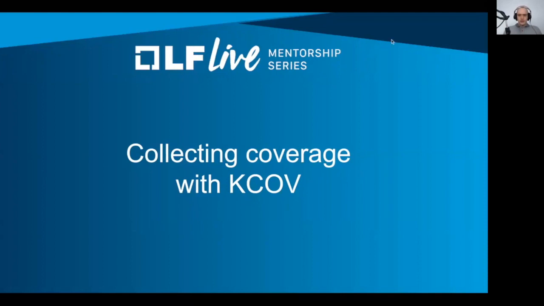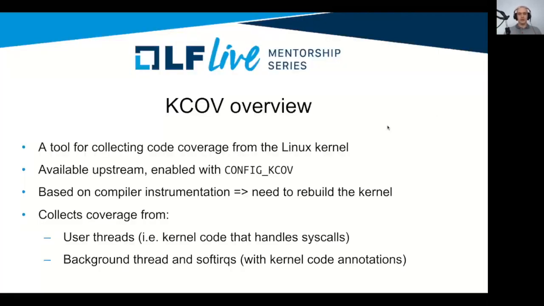All right, let's talk about the final part, which is about collecting coverage with KCOV. So what's KCOV? KCOV is a tool that's specifically designed for fuzzing and for collecting code coverage from the Linux kernel. It's available upstream. You need to rebuild the kernel. You need to enable config KCOV. And the reason you need to rebuild the kernel is because KCOV is based on compiler instrumentation. And it's able to collect coverage from both user threads and background threads, and also software interrupts. And the second part requires kernel code annotations, but I'll describe that in a second.